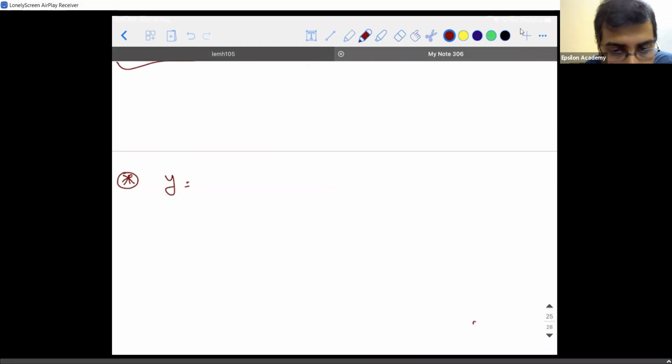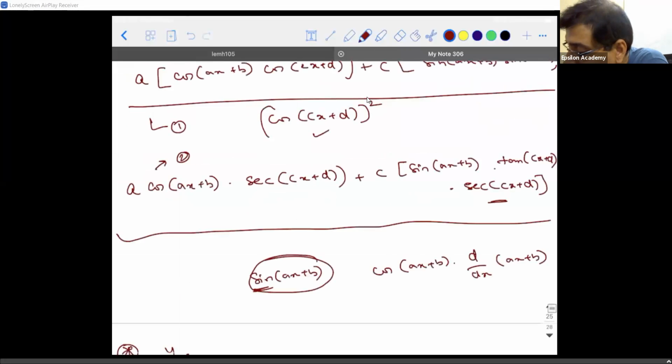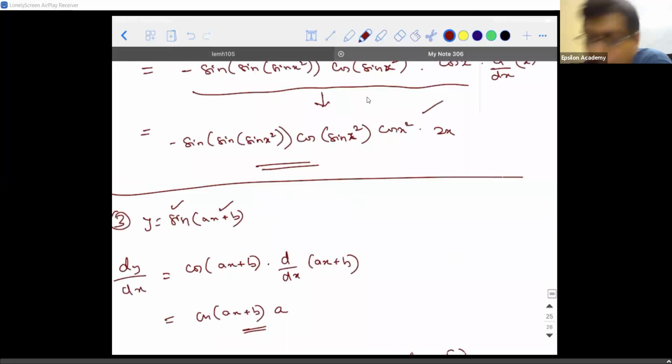Sir, I have a doubt in starting of the, how did we get a cos ax? How did a cos ax plus b come? Because see, sin of ax plus b, the derivative of this is what? See, this is a composite function. Derivative of sin is cos of ax plus b into d by dx of ax plus b. That is why you got a cos of ax plus b. There is nothing but this problem, third problem.